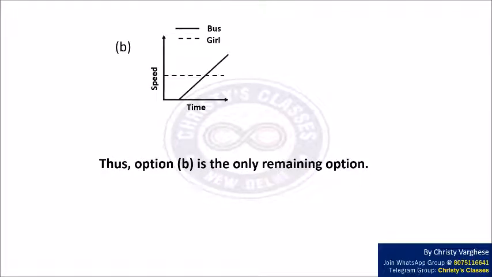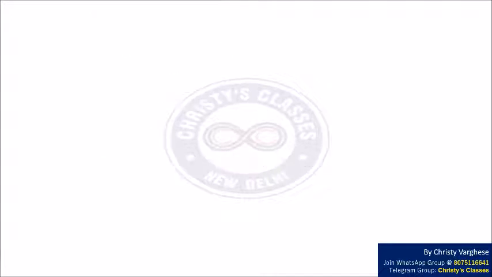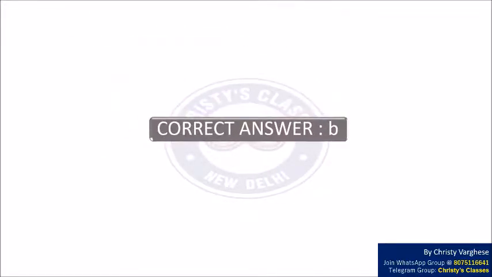And from the graph, it is clear that the girl is running at a constant speed and also initially the bus was stationary, but before the girl reaches, the bus leaves and it moves with a constant acceleration. So, the correct answer is option B.